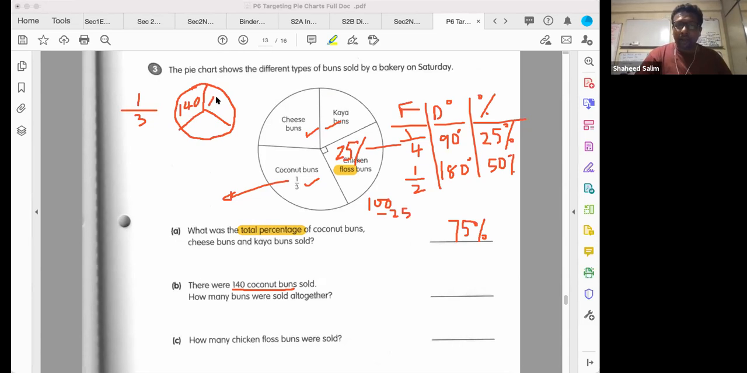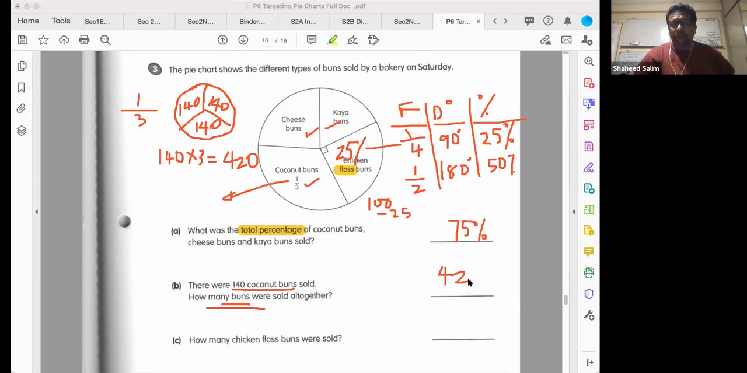In one whole, how many thirds are there? 3/3, right? So you can do the simple way like that. 1/3 plus 1/3 plus 1/3 is one whole. So you want to find how many buns were sold altogether? 140 times 3. What do you get? 420 buns.